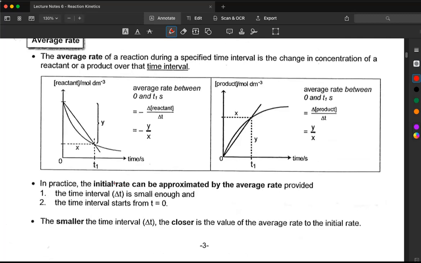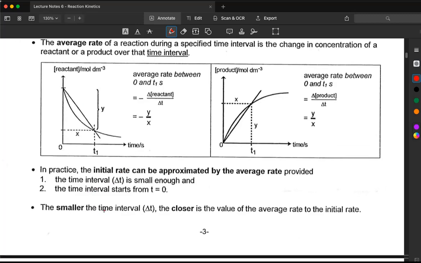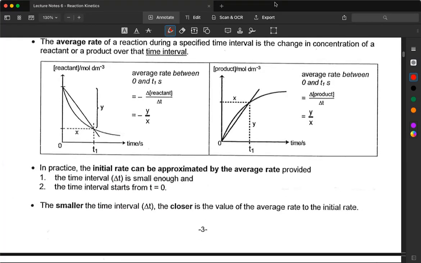So in practice, the initial rate can actually be approximated by the average rate, provided that the time interval is small enough and we start the time from time equals to 0. So the smaller the time interval, the closer is the value of the average rate to the initial rate. So this is the assumption made if we want to directly relate average rate to initial rate. It's a shortcut. So in a question, if the time interval is considered small, we can just directly take the average rate as the initial rate.